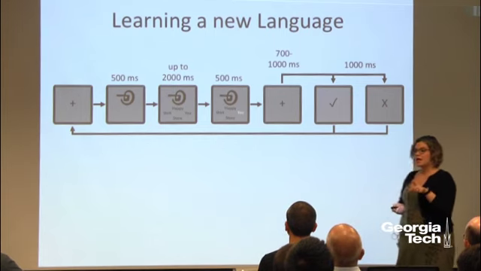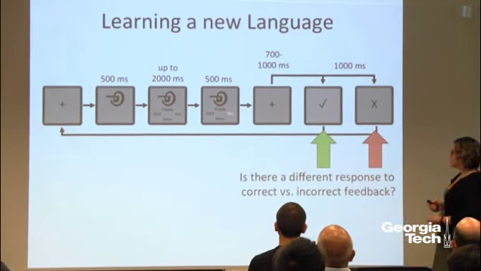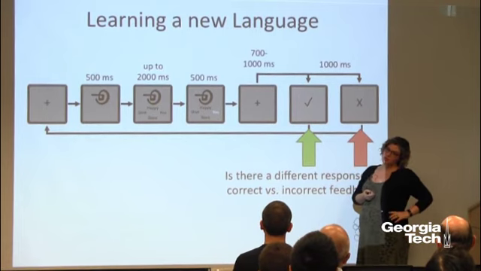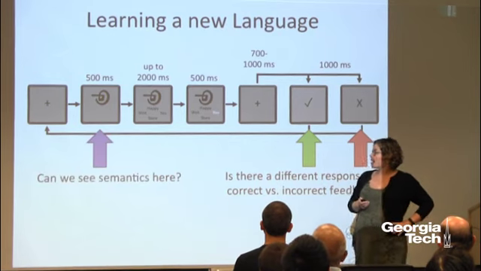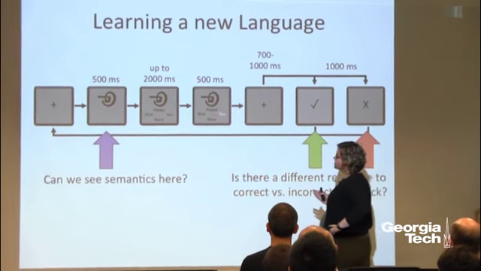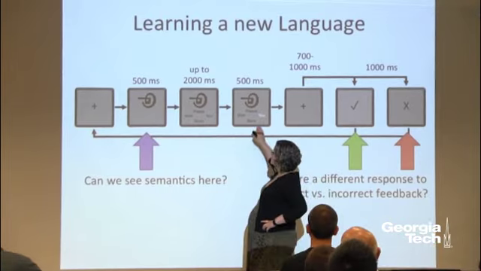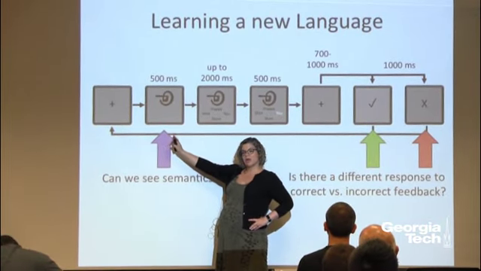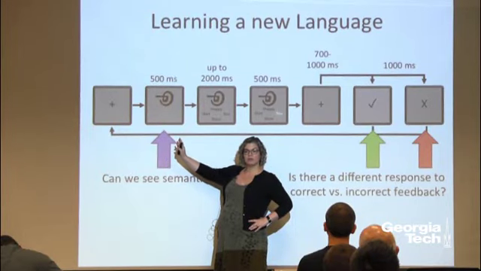So we're interested in answering a few questions. The first is, is there a difference between receiving correct and incorrect feedback? So does your brain respond differently to those 2 feedbacks? And we're also interested in, can we see the semantics of the word you're learning? So if this is you and this is correct, can we see the semantics for the word you at this point in time when you're reading the symbol?